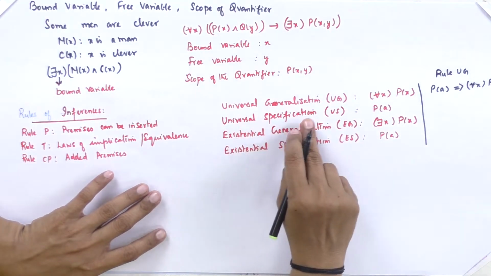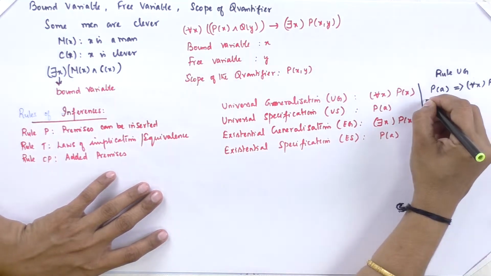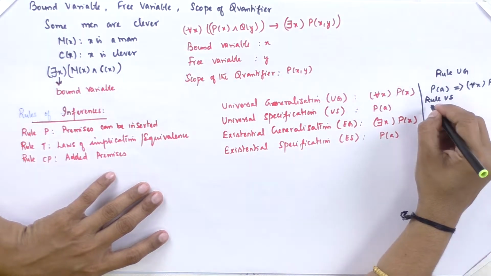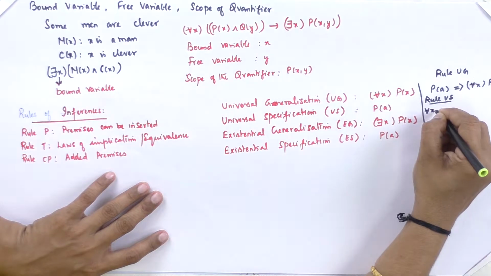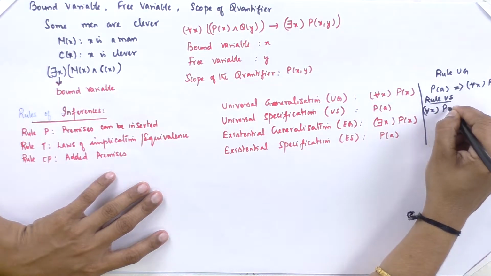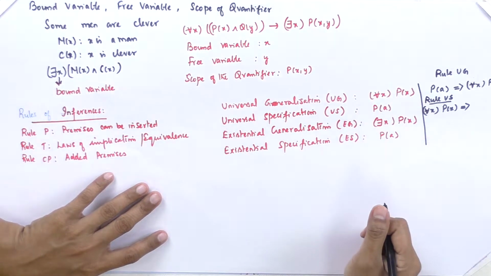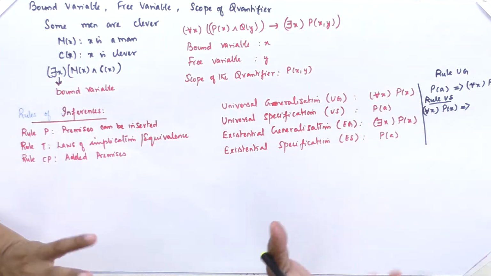And next is universal specification, that is the rule US. From the generalization part, suppose I have for all x, P of x. How do I write this as universal specification? Now the same example we can take, that all the 34 students in this class are good at singing. Now I will have to say that only one student is good at singing from this point by using the rule universal specification.